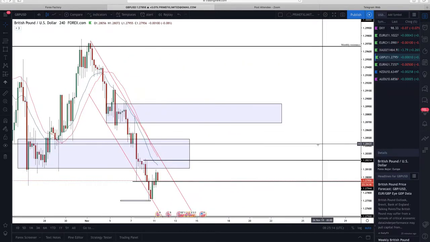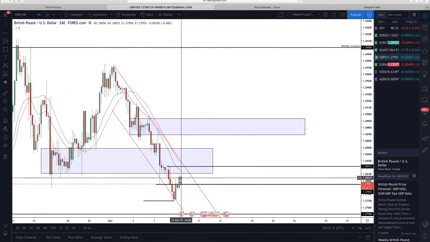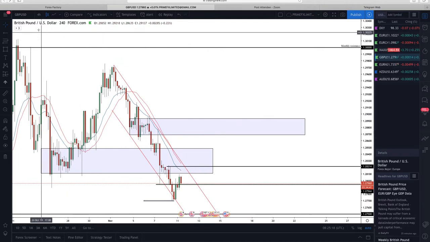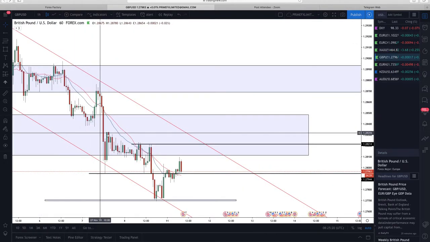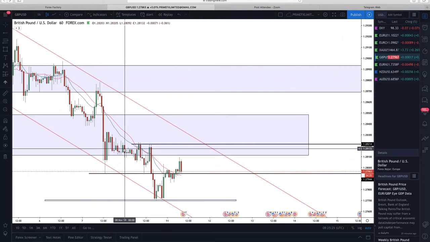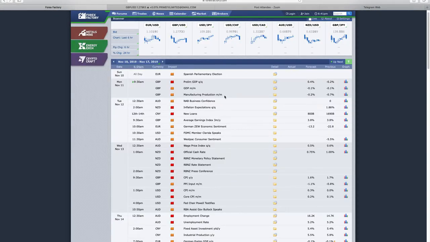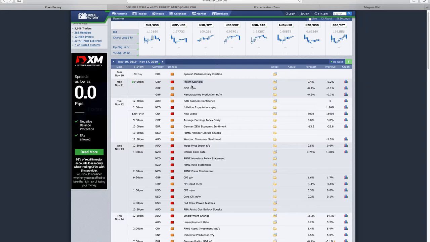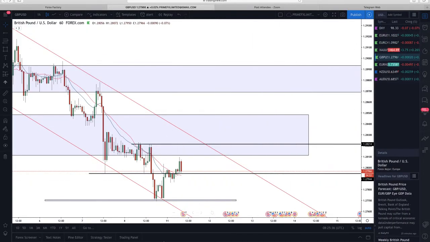GBPUSD, okay. I was waiting for a potential move back up into this area before actually shorting this, but it seems to me like price action now is holding this area of support. I'm not looking to trade pound until after the news. We have GDP for Great Britain pound today that's going to be released at 9:30 London time. We also have manufacturing production, so that's going to have a big influence on pound. So for that reason, I'm not going to be trading until after fundamentals.